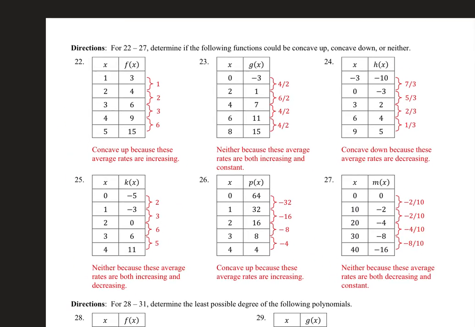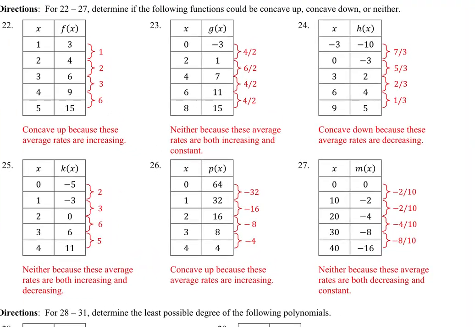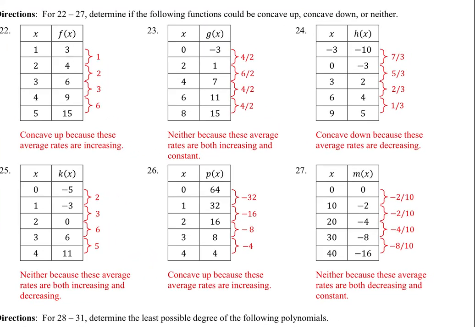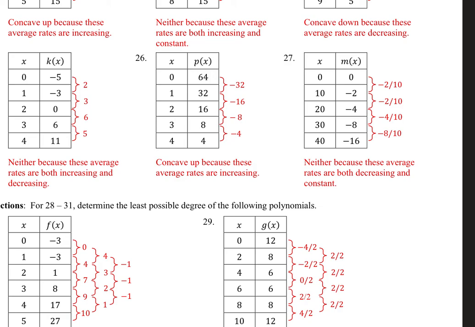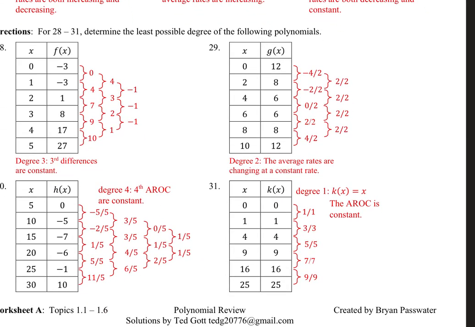All right, then all the comparisons of your rates of change. 22 concave up, 23 neither because it changes. 24 down, 25 neither, 26 up, 27 neither. And then the degrees. So 28 is the third degree because it took the third difference. 29, second. 30, fourth, I'm not going to make it go that far, but you could eventually. And 31 is the first degree because the rate of change initially is constant.